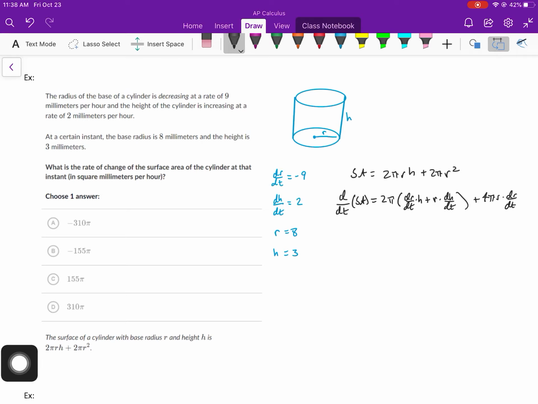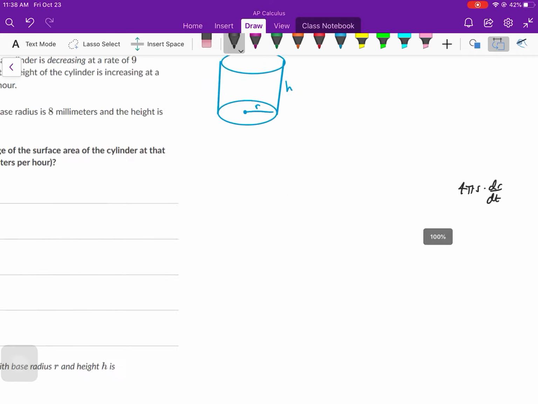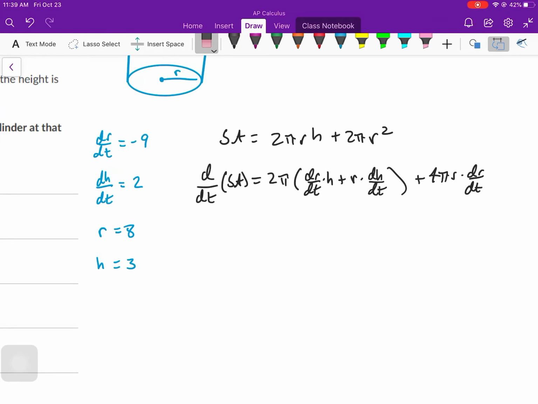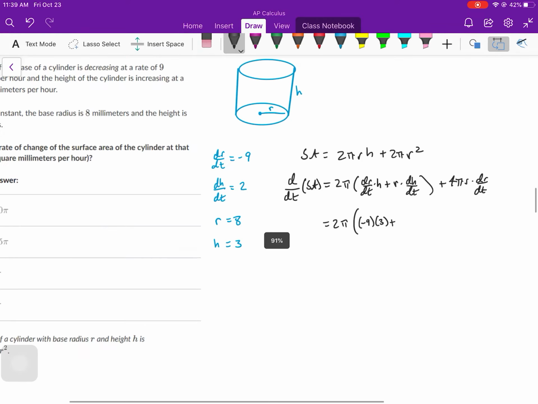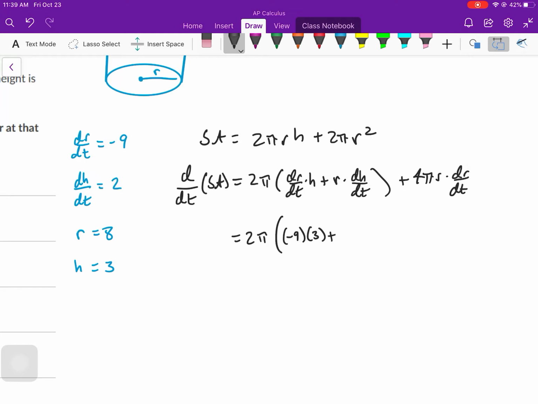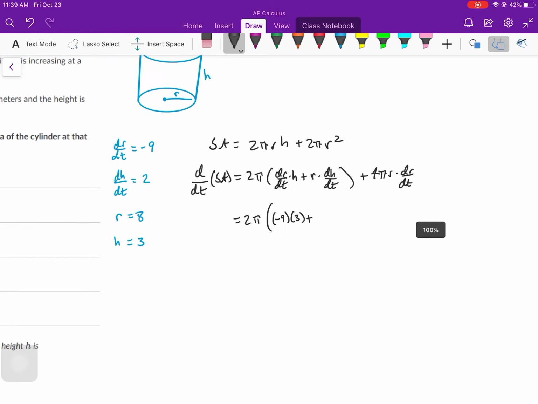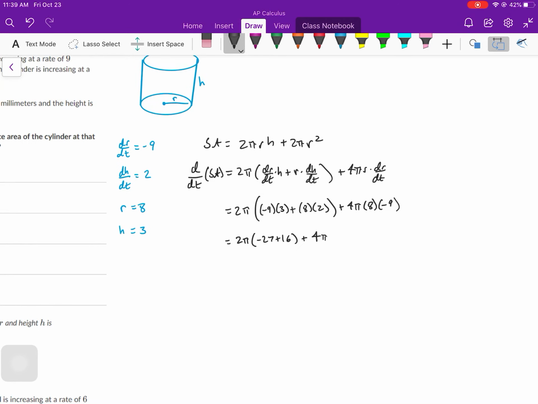Now we just substitute everything that we know. So it becomes 2 pi times dr dt, which is negative 9, times h, which is 3, plus, we're keeping this in terms of pi, r times dh dt, which is 8 times 2, plus 4 pi times 8 times negative 9. 2 pi times negative 27 plus 16, plus 4 pi. 4 times 8 times negative 9, 4 pi times negative 72.